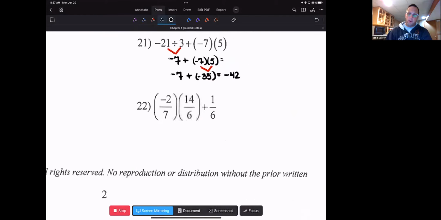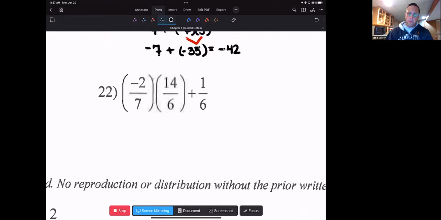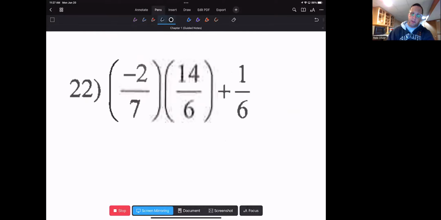All right, and then for number 22, we have to multiply before we add. Let's do cross canceling here. The 7 and 14 can both be divided by 7. So 1 and 2. 14 divided by 7 is 2, 7 divided by 7 is 1. And then these can divide by 2. 2 divided by 2 is 1, and 6 divided by 2 is 3.